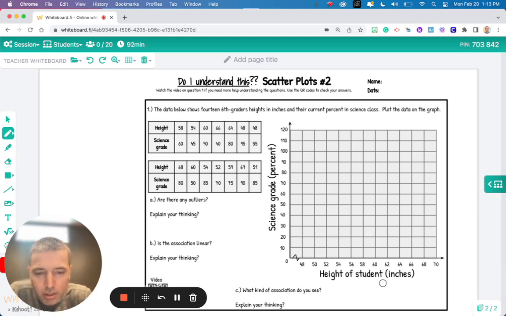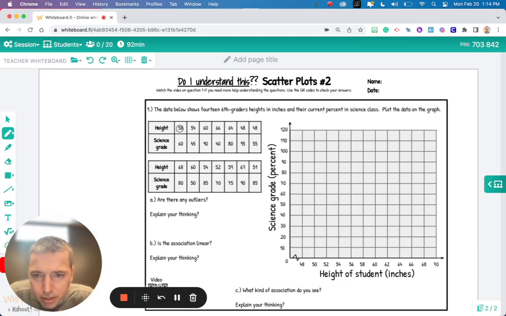grade. Real quick, I want to point out that this little mark on the graph just means that we skipped some numbers. See how we went from 0 and then we started at 48. So anytime you see that little symbol on the graph, it just means some numbers were skipped. So we jumped from 0 to 48 because we didn't need all those really small heights, right? So let's plot the data here.